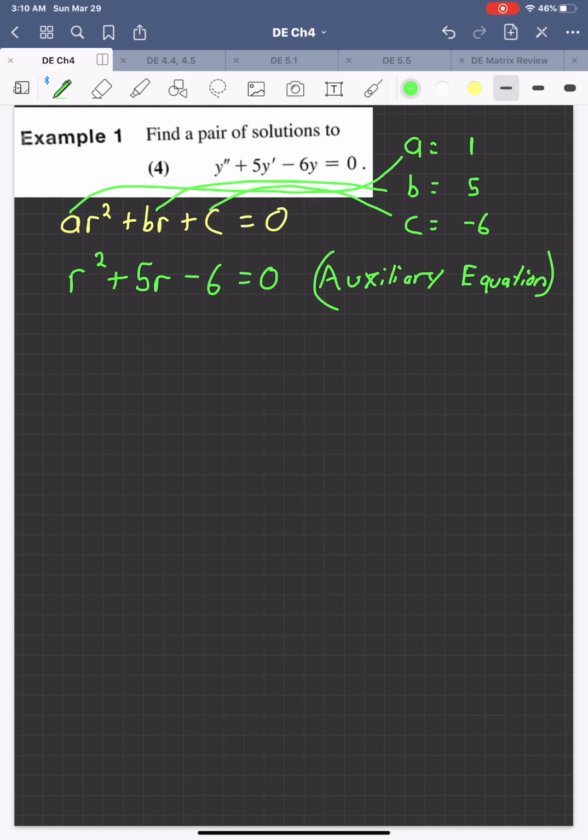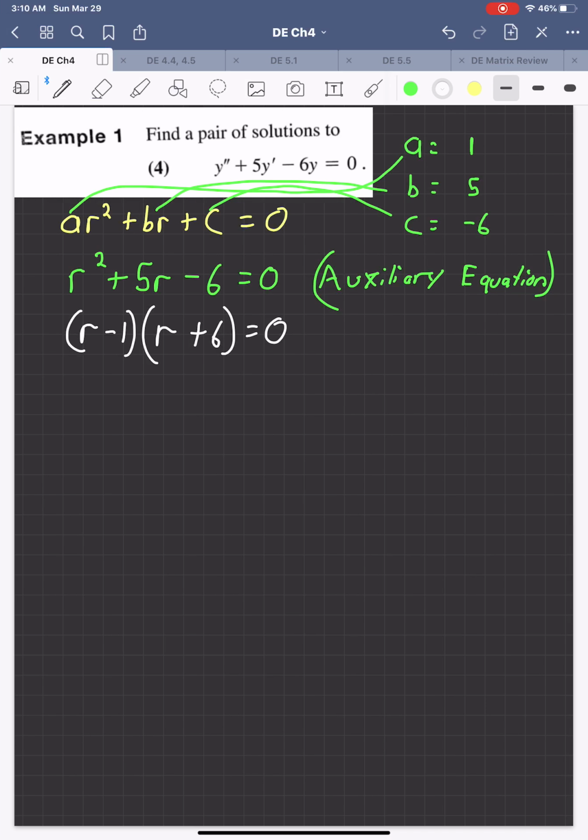Okay, now they were nice to us. This one actually factors nice and easy. So I'm going to factor it out. So this would be (r - 1) multiplied by (r + 6) is equal to 0.